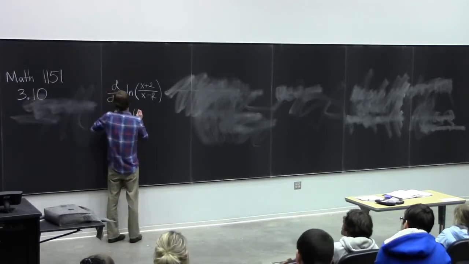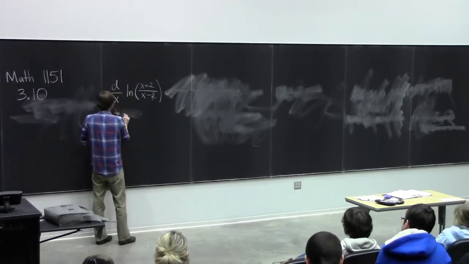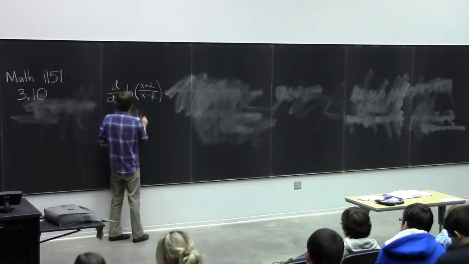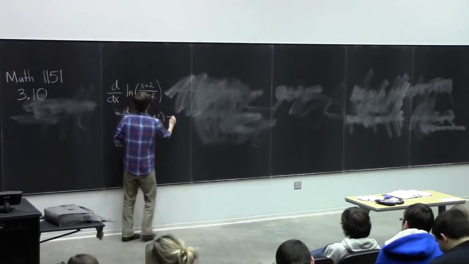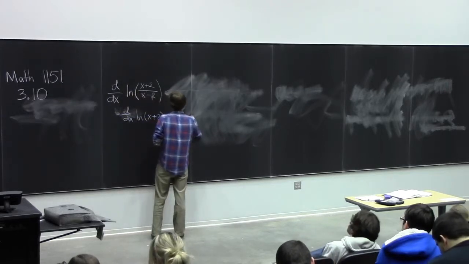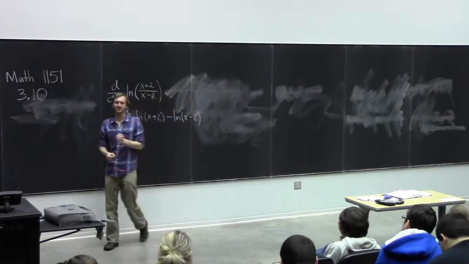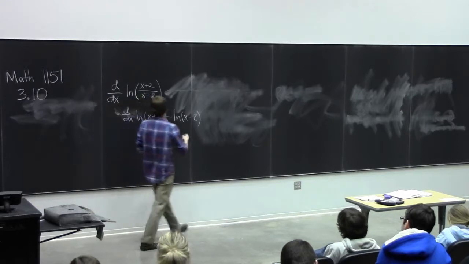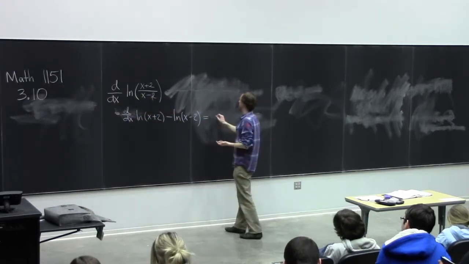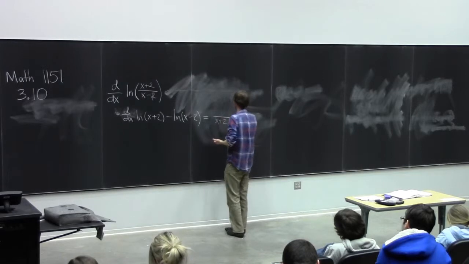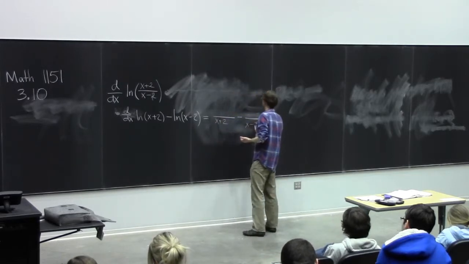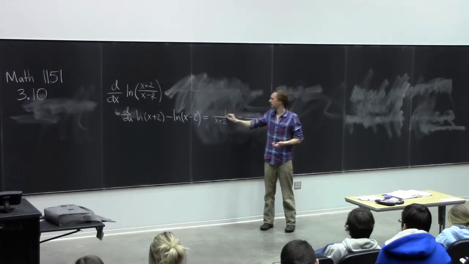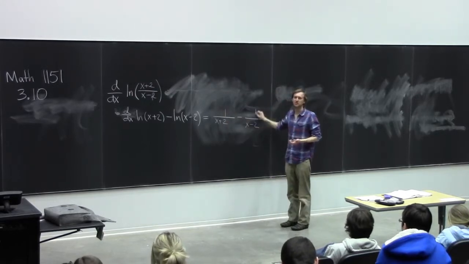So this is equal to the derivative d over dx of natural log of x plus 2 minus natural log of x minus 2. Aha, this is much better, right? And so now this is equal to something over x plus 2 minus something over x minus 2. And what's the derivative of x plus 2? 1. What's the derivative of x minus 2? 1.